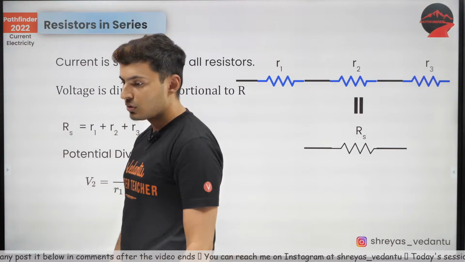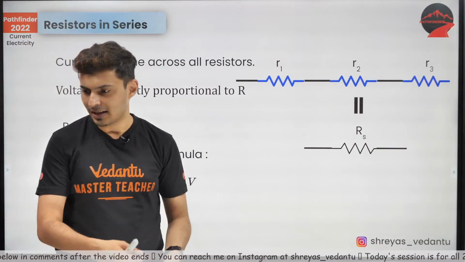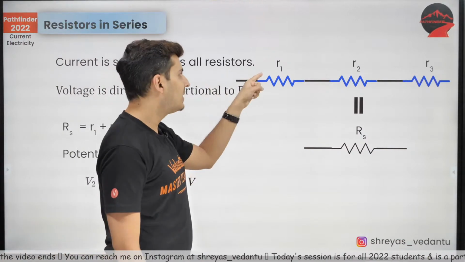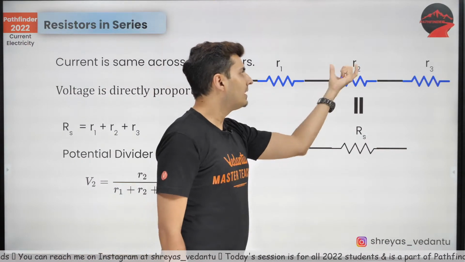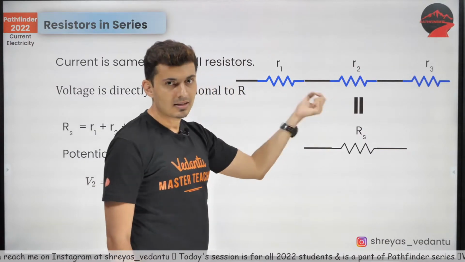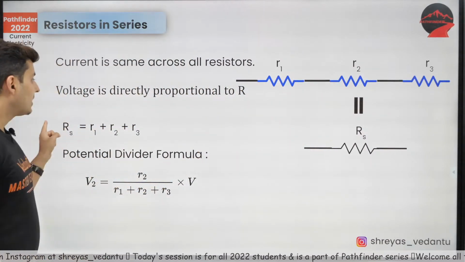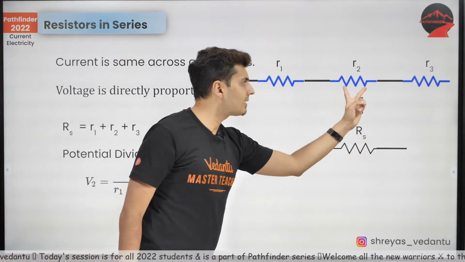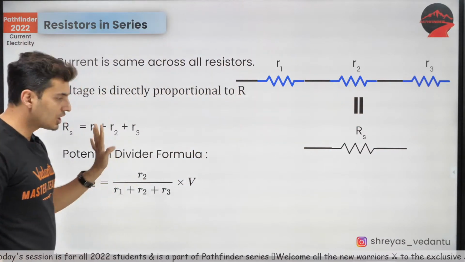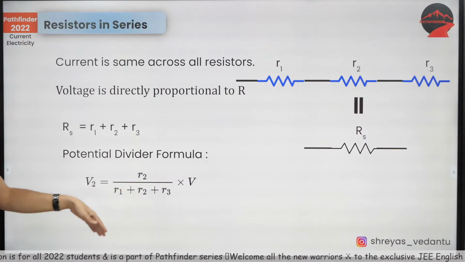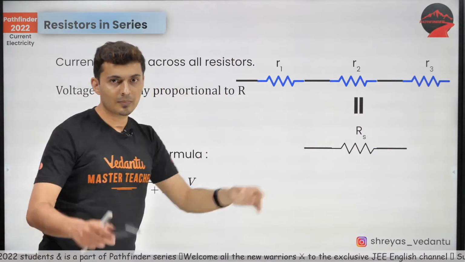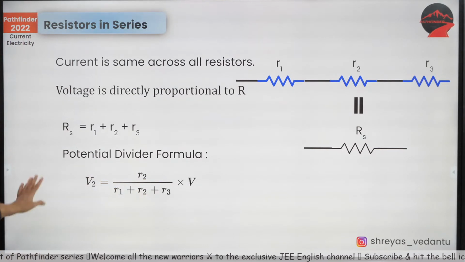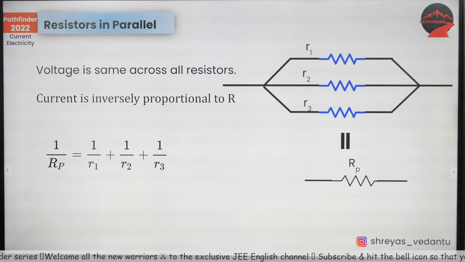I hope that is clear. You can just replay it again. So current is same, and using Ohm's law, V will be I into R, so every resistance will have different voltages. Equivalent is R1 plus R2 plus R3, and the voltage across any one resistance is just given by this potential divider formula. The potentials get divided, and this is the formula: that resistance upon total, into total voltage. That's something which should be there.